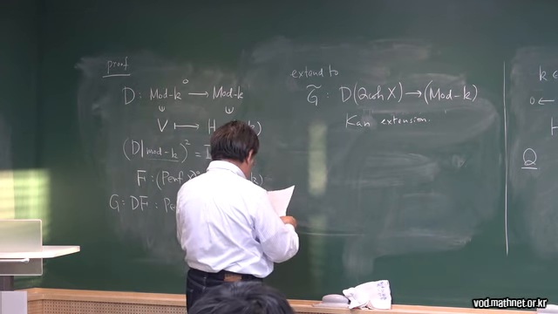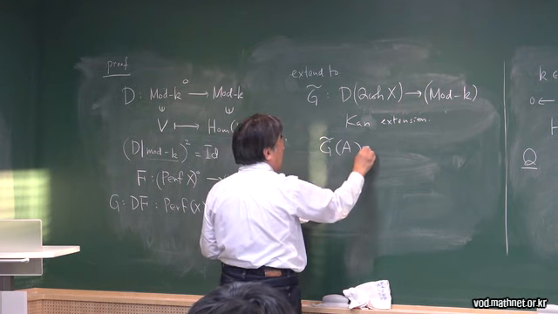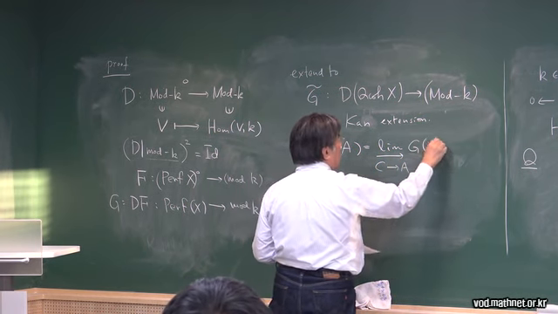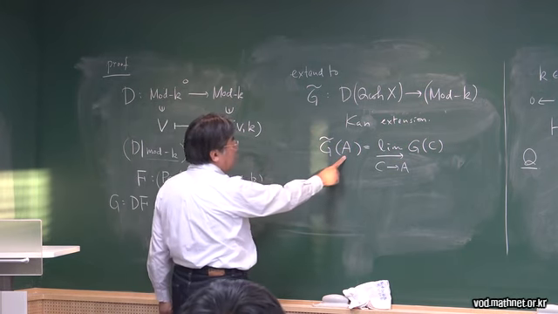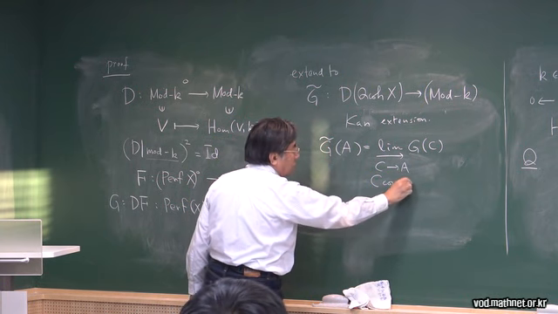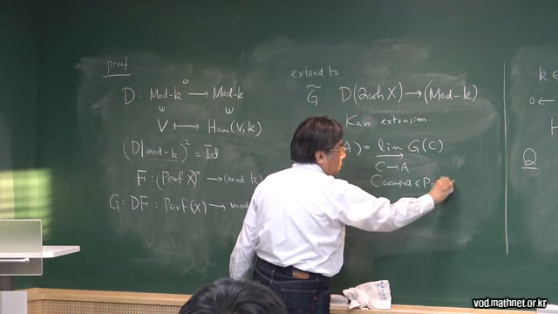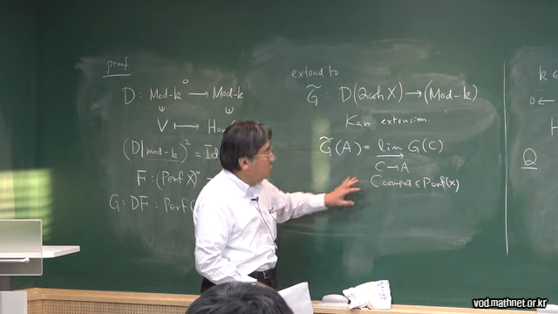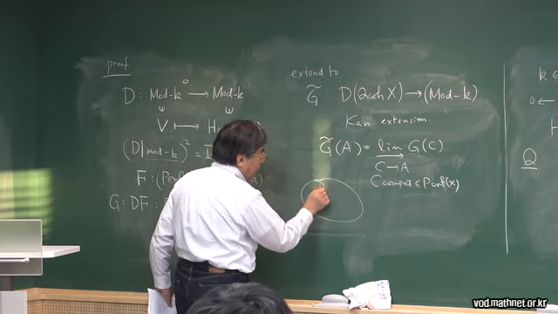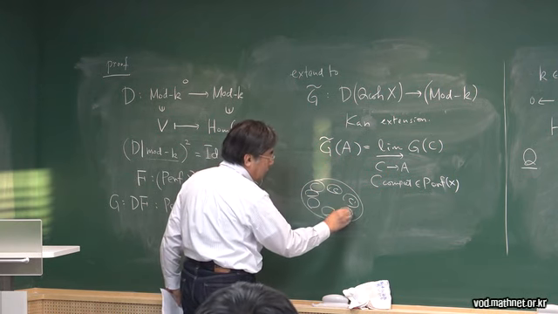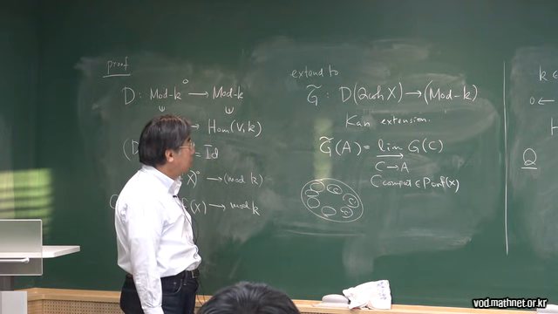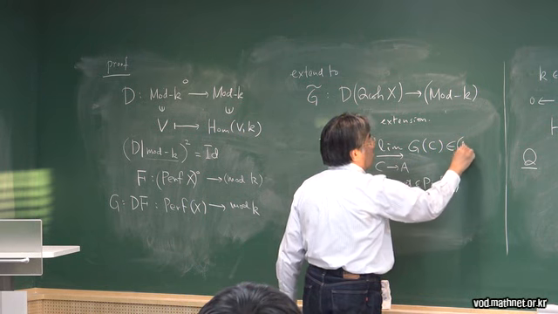So it is defined by the following. G tilde A is the colimit of G C over C to A. An arbitrary element in this big derived category is a colimit of compact objects. So C is compact, nothing but perfect. And A is covered by compact objects, infinitely many of them, C dash and so on. Then gluing these, you get the colimit. So this is the Kan extension, in mod K.